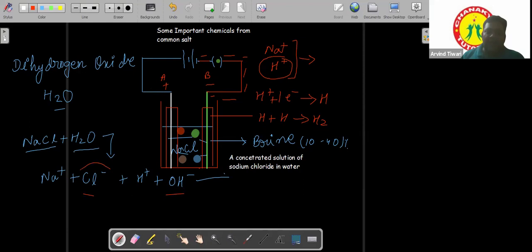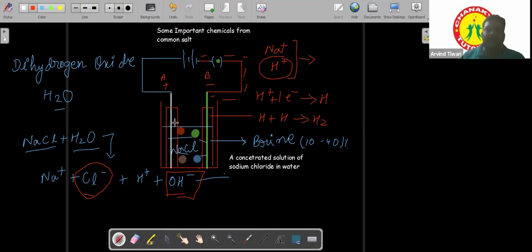it is the chloride ion which gives up one electron at this terminal. The hydroxide ion does not. Again, we will talk about the reason why the hydroxide ion does not donate the electron to the battery. Sorry, they are not accepting the electron, they are donating the electron. Here, the chloride ion itself is negatively charged, so it will donate one electron at the positive terminal.